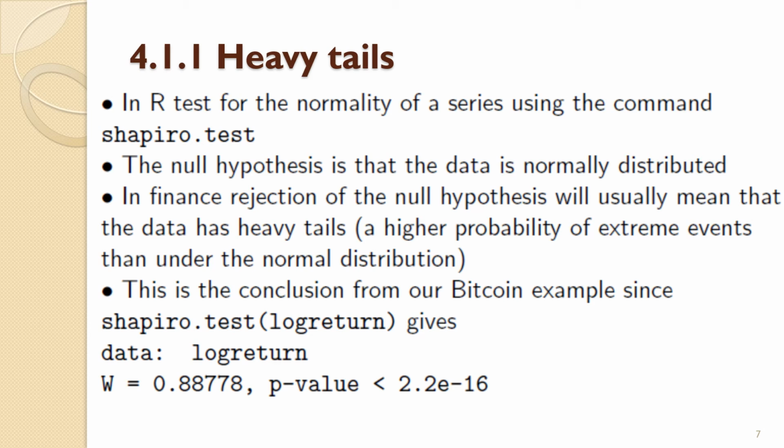normality, and the interpretation here from the wider financial context would be you've got heavy tails, and this would just mean a higher probability of extreme events than under the normal distribution. We'll clarify this with some graphical analysis later on, but the interpretation on rejecting a null hypothesis would be that the data has got heavy tails, this high probability of extreme events.